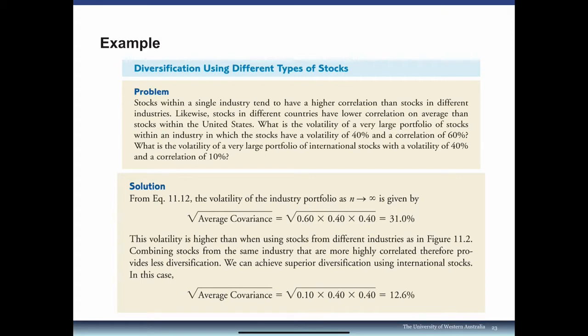So here is a numerical example. What's the volatility of a very large portfolio of stocks within an industry in which the stocks have a volatility of 40% and a correlation of 60%?